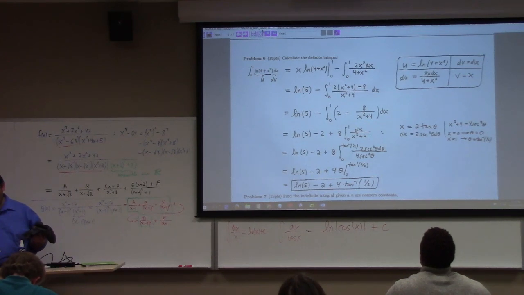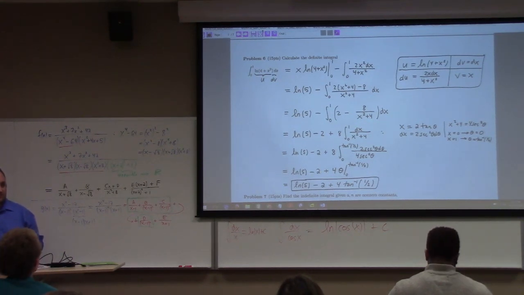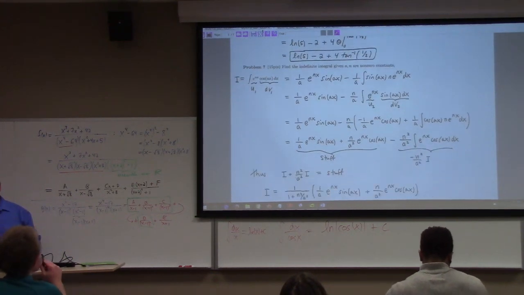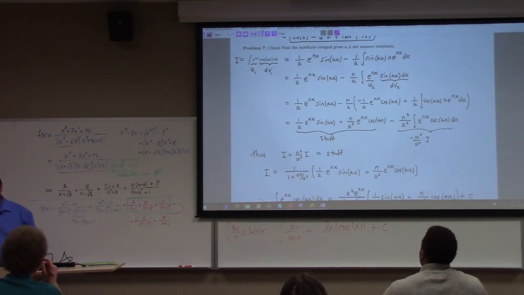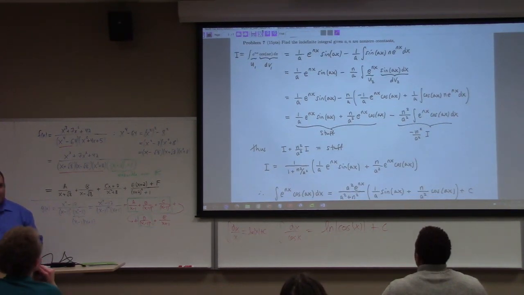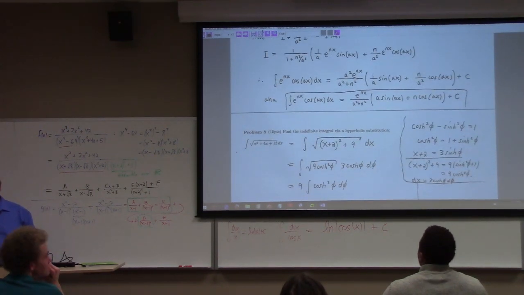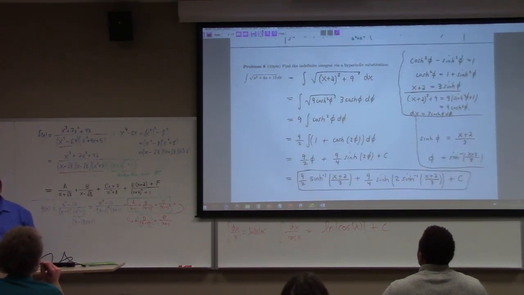This one, if you see log of stuff, that's probably integration by parts. Here's one of those that loops. This is a very popular test question. It wouldn't be that surprising to see something like this on the final. You hate that question? Yes. That's why we like it.